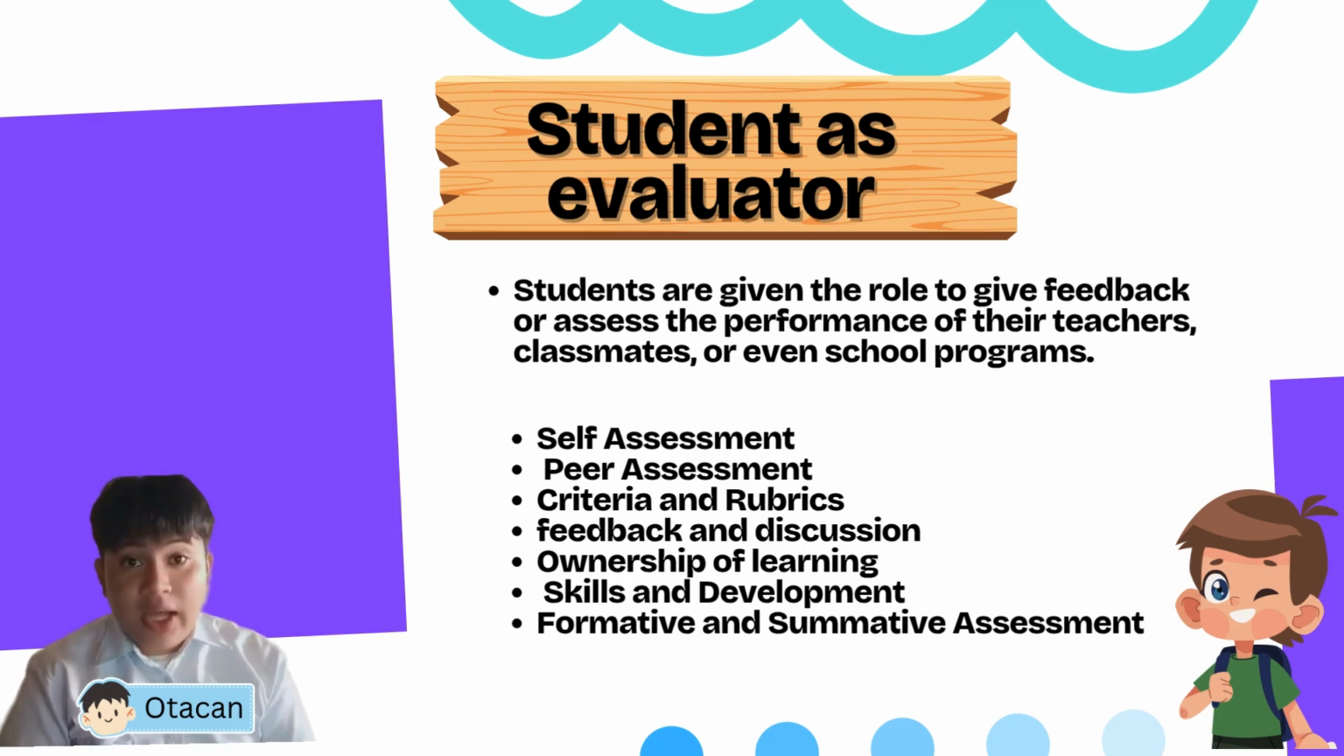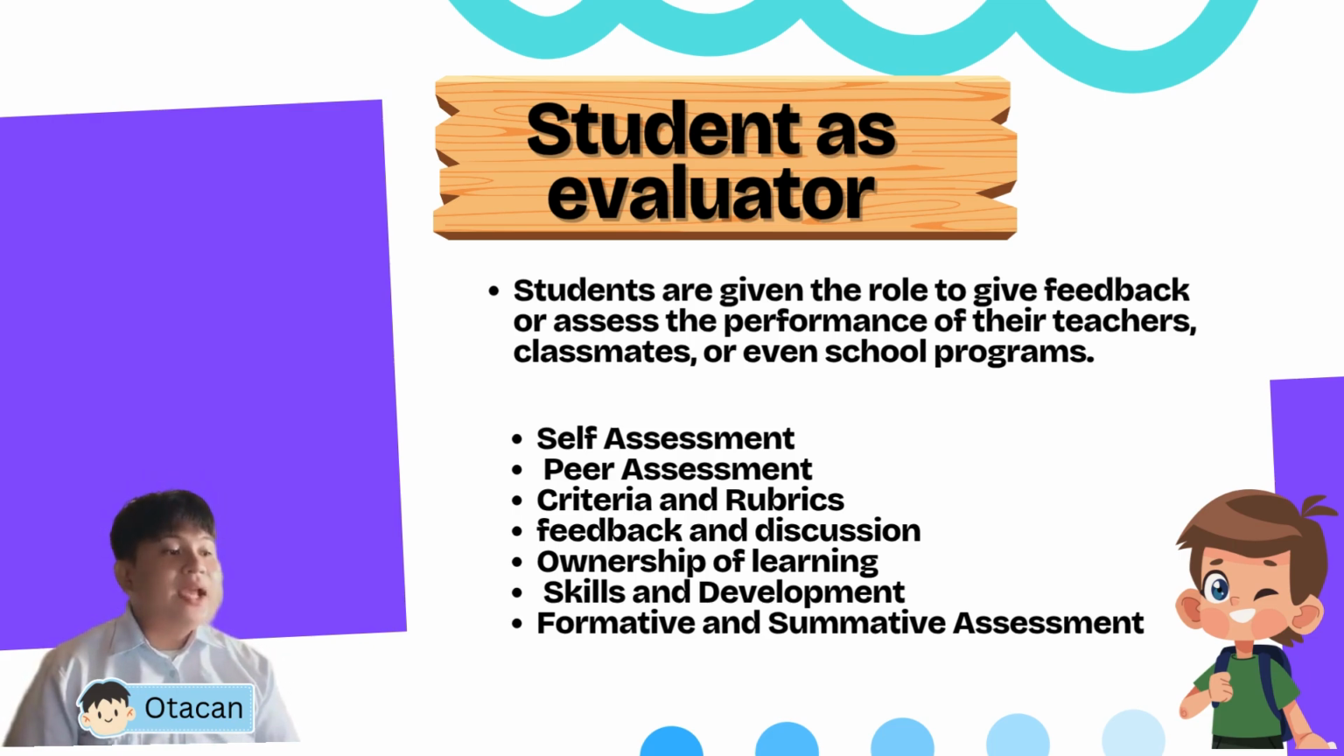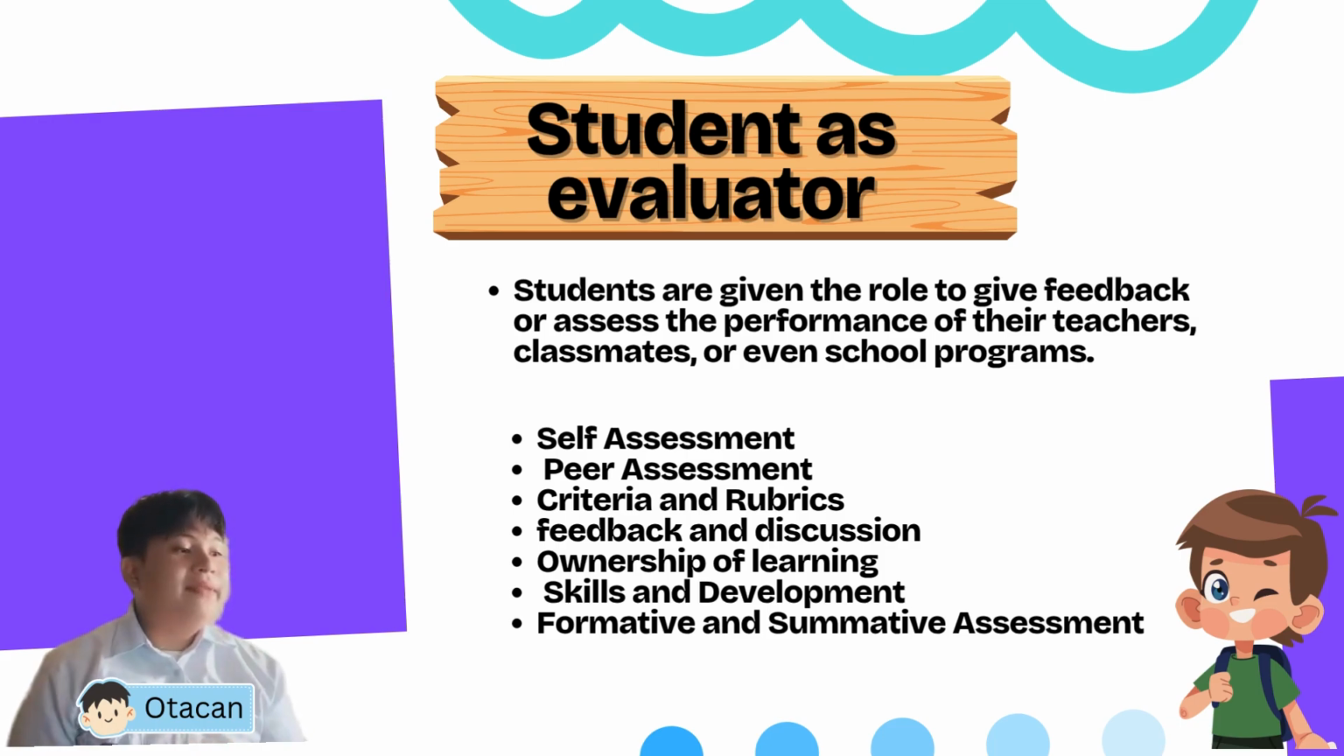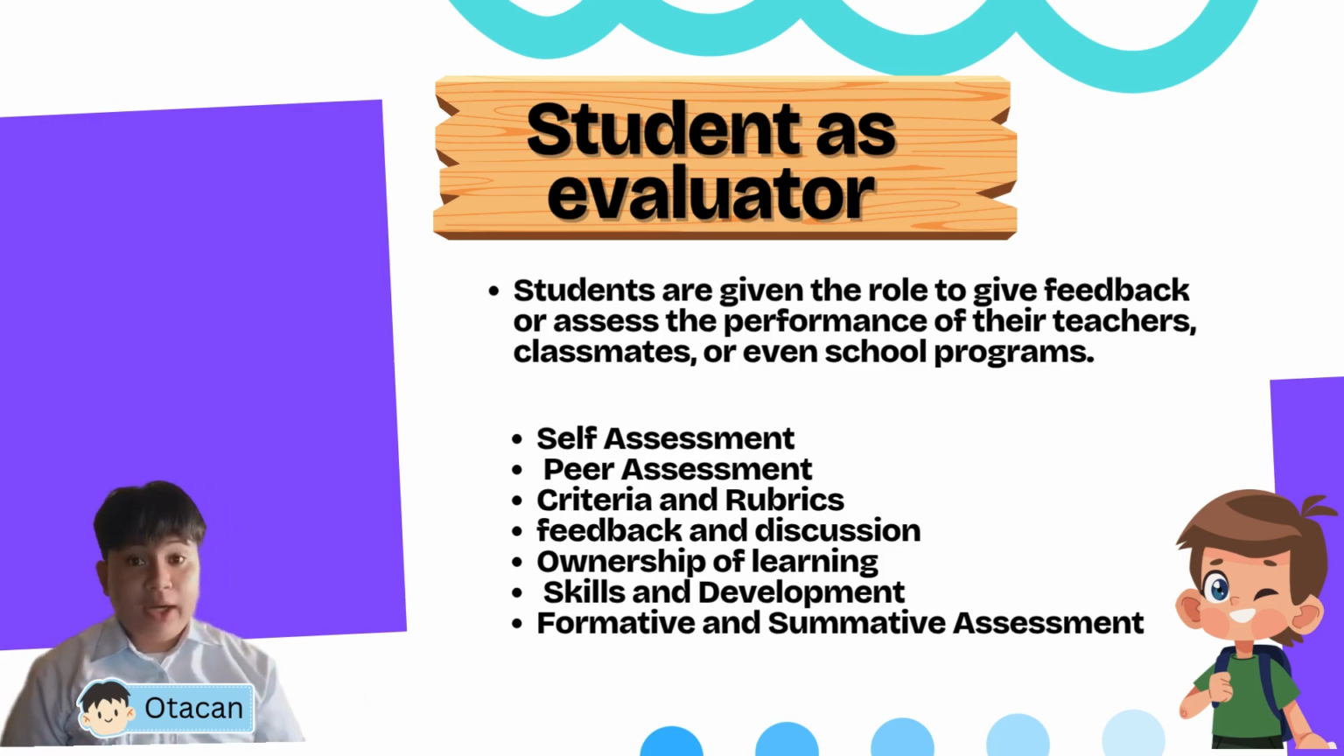The next one is criteria and rubrics. This is where students use assessment tools like a checklist or rubric. The benefit of this is it helps them to understand what quality looks like. For example, using a rubric for acting or editing performance in a short film. So the next one is feedback and discussion. It is where feedback is exchanged between peers and or the teachers. The benefits of this, it encourages open dialogue, reflection, and learning from others.